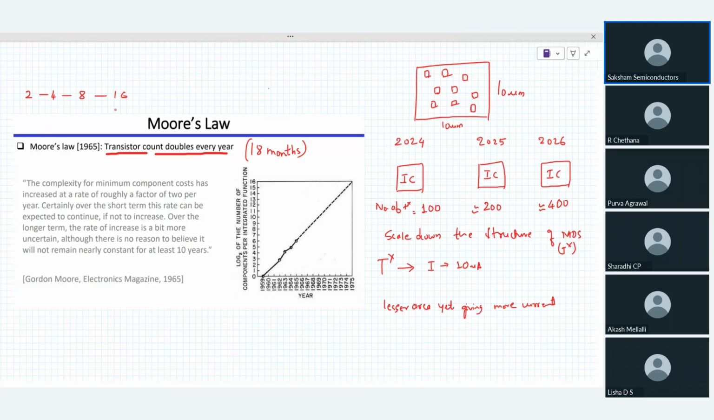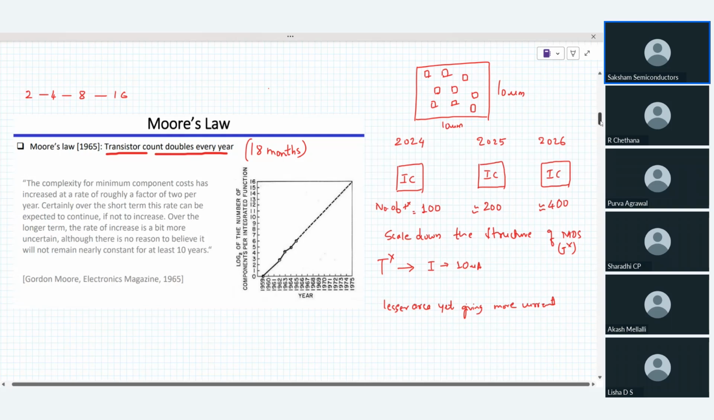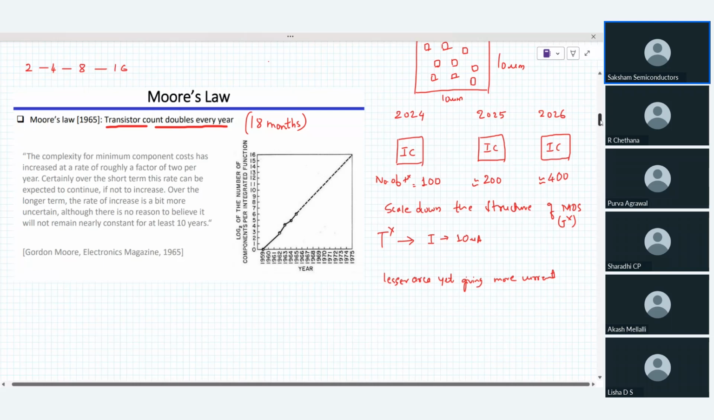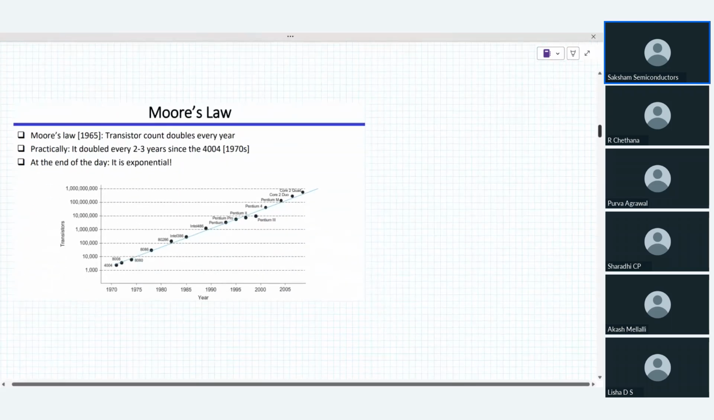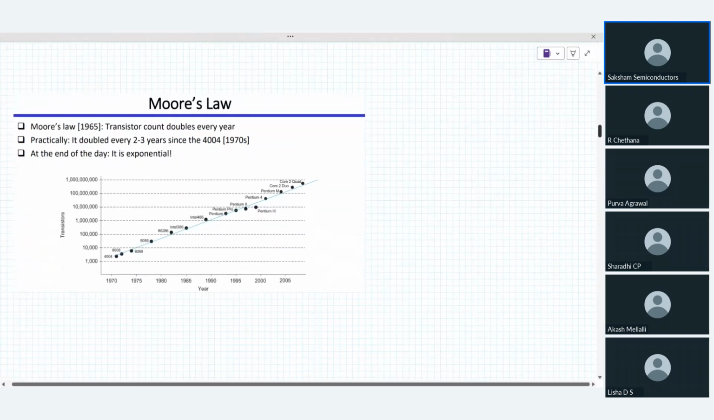So the meaning is very simple. Basically, the transistor, which is our core component, is rapidly increasing at such a rate that we are very much reliant on the MOSFET, and in the coming days, the understanding of MOSFET becomes very important for a successful analog IC design engineer. So this is what I was telling you.